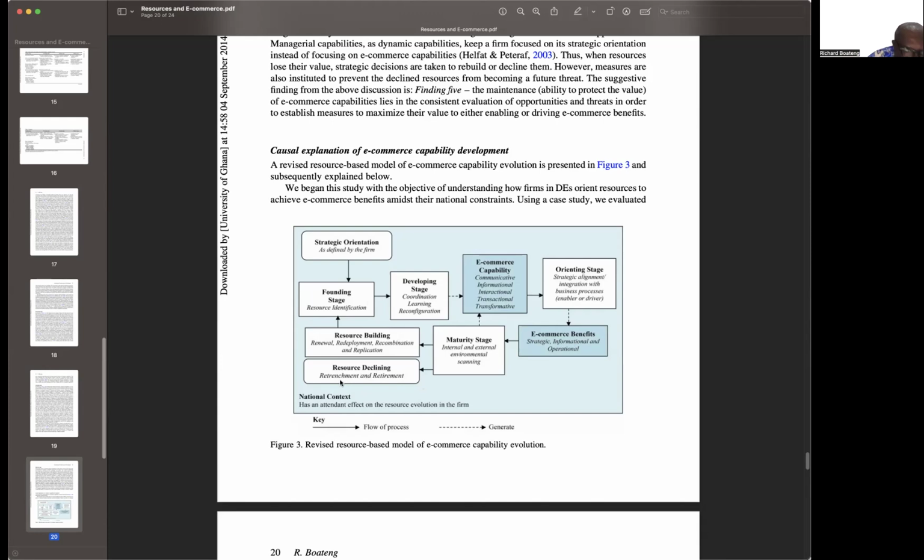So this is just a basic explanation of what we found. We started from the resource-based theory and the capability model. We were able to conceptualize a model that we suggested earlier. And after collecting data, we were able to present this one. So this is a revised resource-based model of e-commerce capability evolution. That is an example. So now the data has been able to generate this model out of the study.